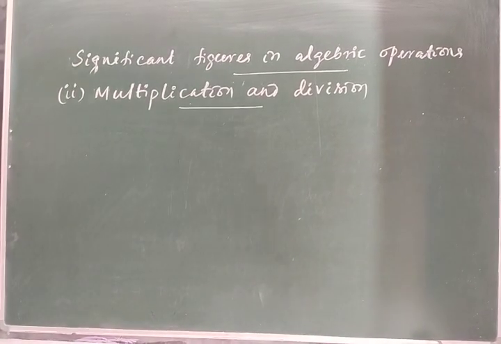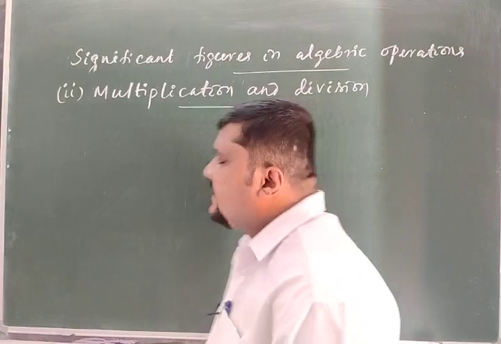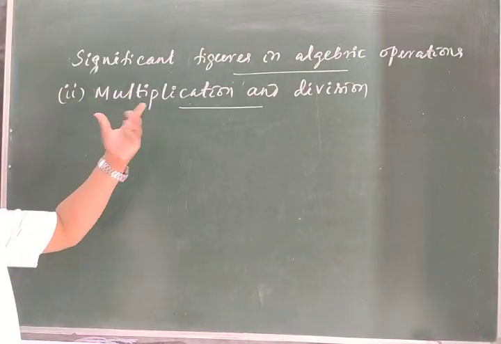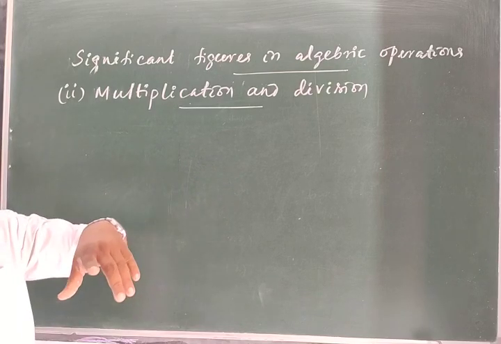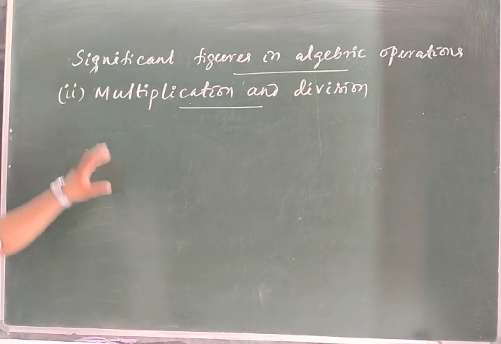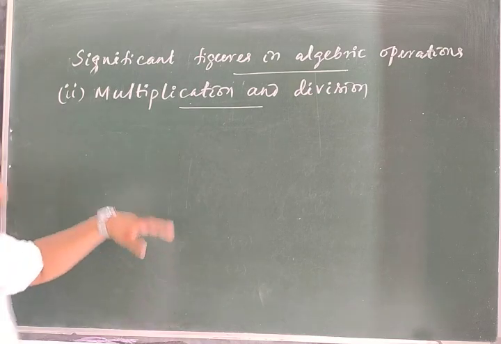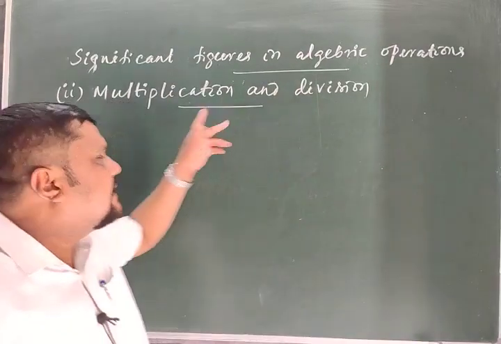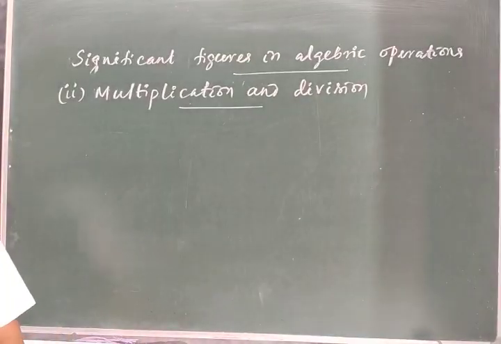Okay, so now come to the multiplication and division operation. So let me write the rule. The same rule for multiplication and division. Both have the same rule. When you are doing the multiplication operation or division operation, both follow the same rule, like your addition and subtraction follow the same rule. Here also the same rule. Let me write the rule.